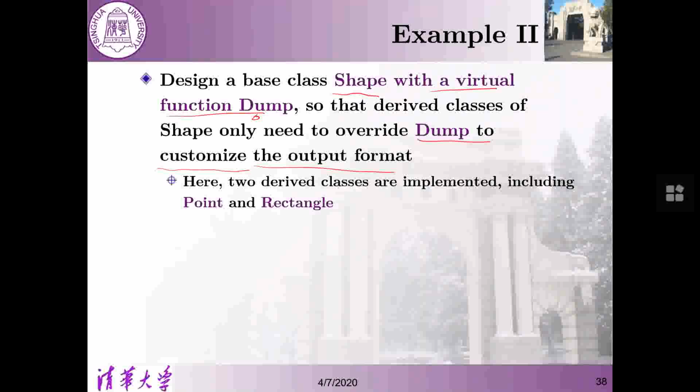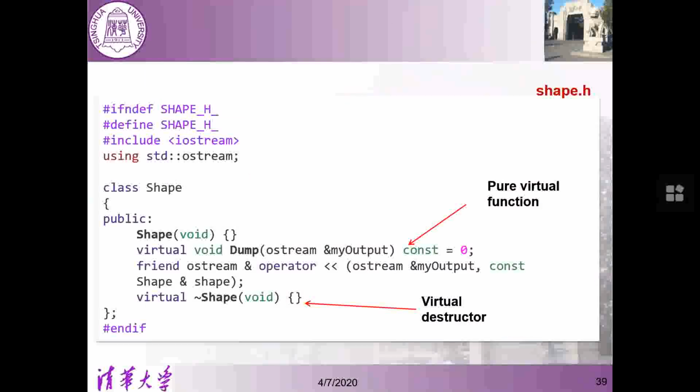Here, two derived classes are implemented, point and rectangle. So we can see here, this is shape. We have this class shape, and then we have this virtual function dump. By assigning it to 0, we have a pure virtual member function. And this takes a very special parameter, O-stream reference.